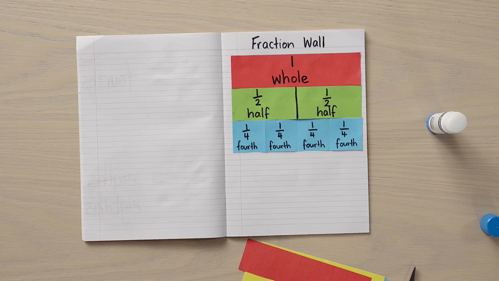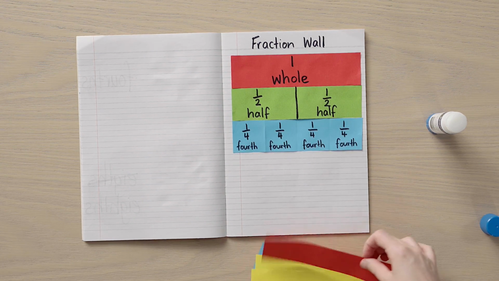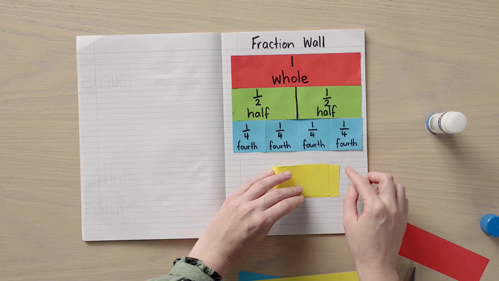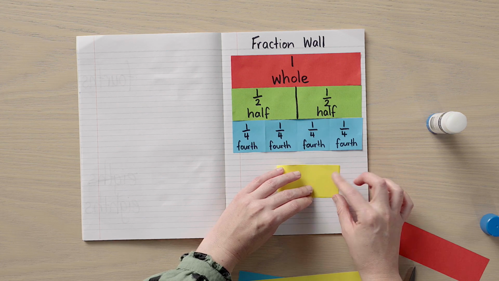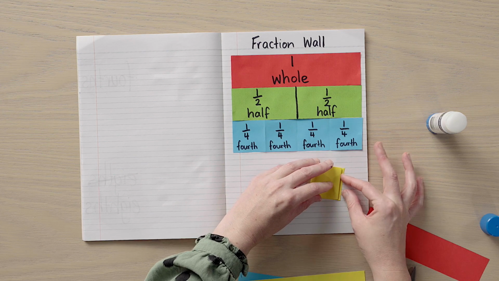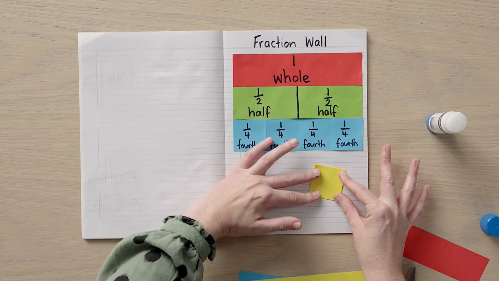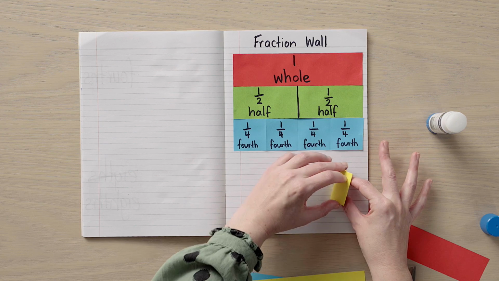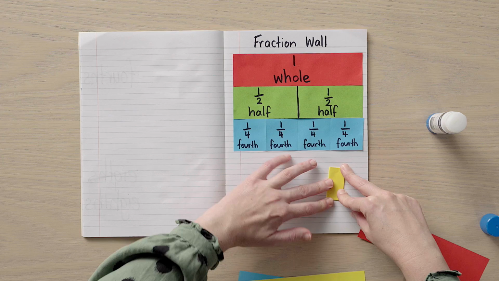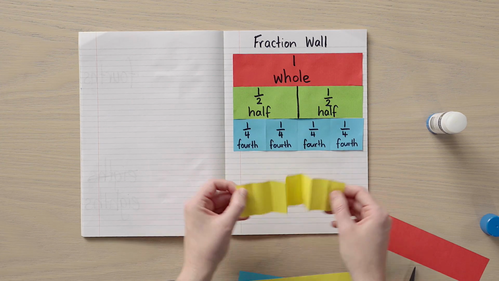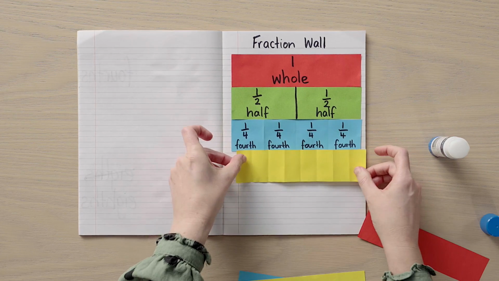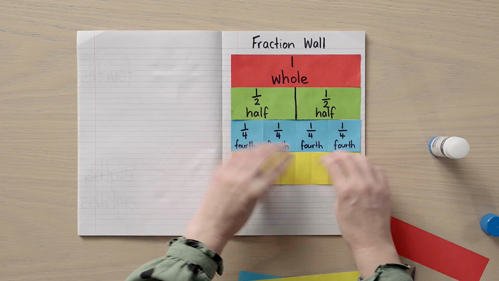Okay, I have 1 strip left for my fraction wall. Which one is it going to be? You guessed it, 8ths. So I've got 1 fold, 2 folds, and 3 folds will get me 8 equal parts. Okay, glue that one down and we'll stick it underneath our fourths.